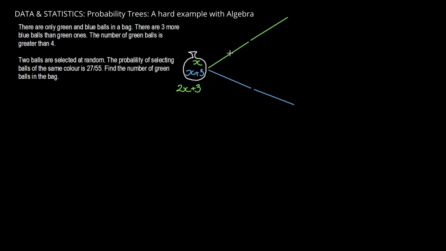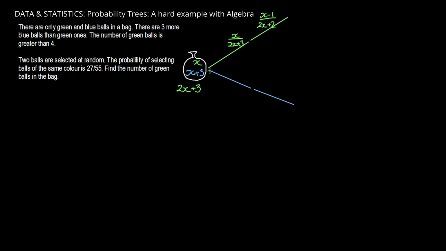So what's the probability of choosing a green ball? Well, we've got x green balls in the bag, and a total of 2x plus 3 balls to choose from. So the probability of reaching this first ball is x over 2x plus 3. That ball is not replaced, so when we choose the second green ball, not only has the number of green balls gone down by 1, the total has gone down by 1. So the probability of choosing that second green ball will be x minus 1 over 2x plus 2.